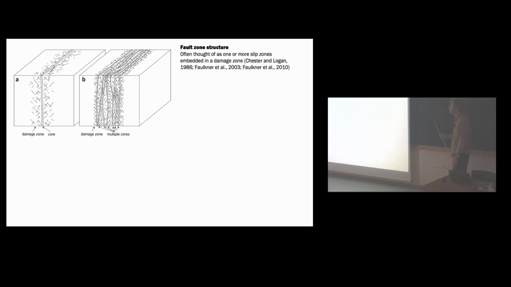So those are a couple of end members of fault zone structure that's been talked about quite a lot through the literature. So there's the original sort of idea of a fault core with a damage zone around it. Chester and Logan, for example, on the Punchbowl Fault. Faulkner and others described the Calaveras Fault in Spain like this, with lots of fault slip zones within a wide damage zone. So one or multiple cores.